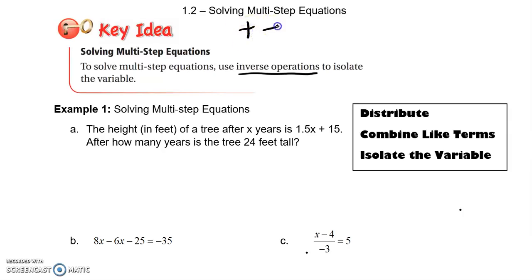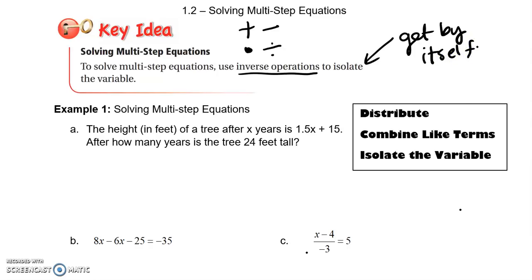If you see addition, you subtract. If you see subtraction, you add. If you see multiplication, you divide. If you see division, you multiply. Those are our inverse operations. And to isolate means to get by itself. So we want to isolate the variable, get it by itself, and solve.